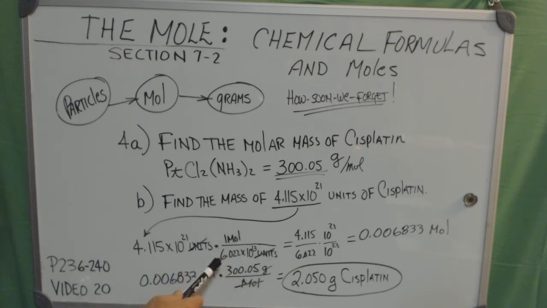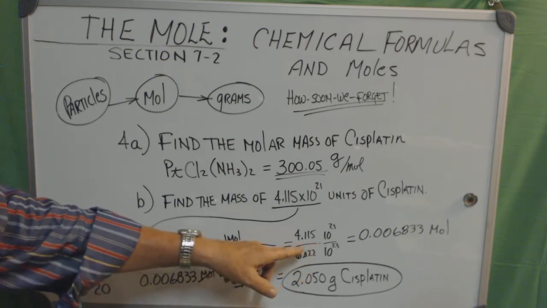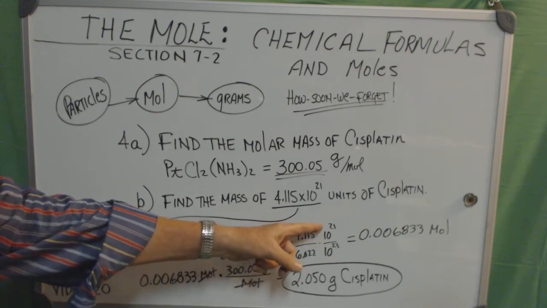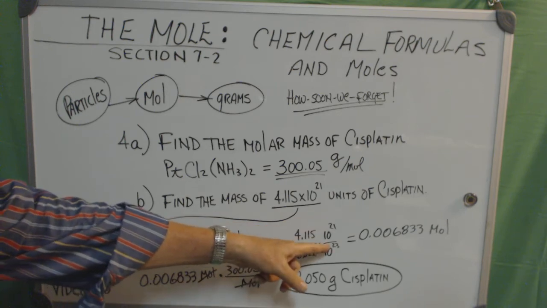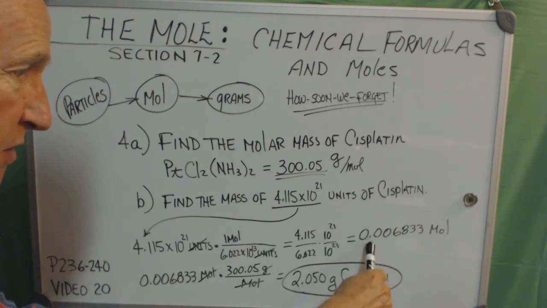So that makes it easy. I've got to put that in the denominator, and 1 mole's on top. My units cancel, and now I'm left with a division problem of 2 decimals and a division problem of 2 powers of 10. And we remember how to do that. 4.115 divided by 6.022 gives me 0.6833, and then I've got to work this out. I've got 10 to the 21st power minus the 23, that gives me a minus 2, so I've got to move the decimal place 2 places to the left.